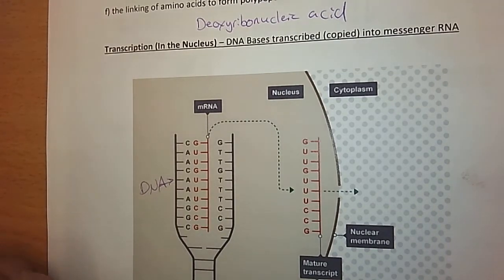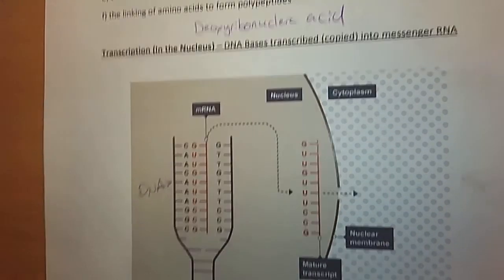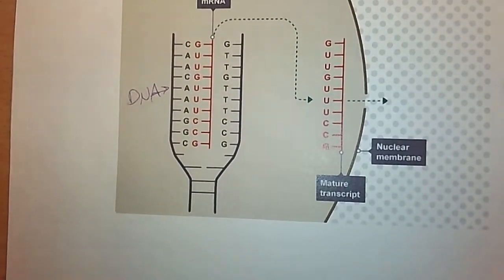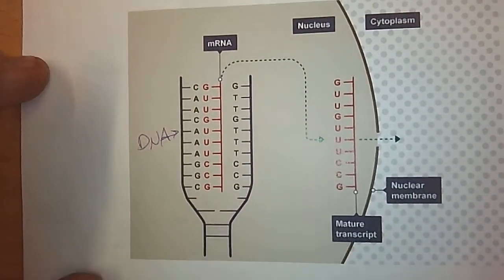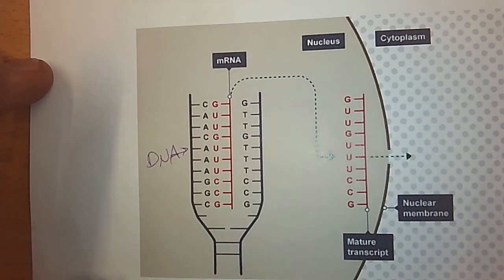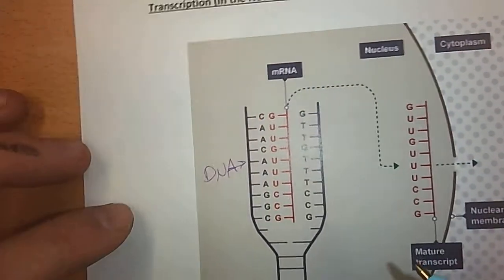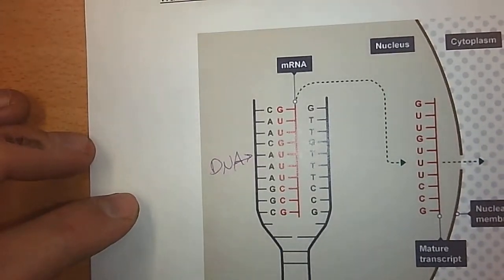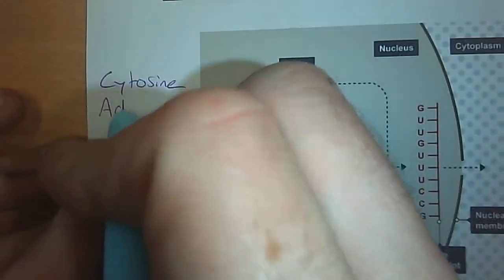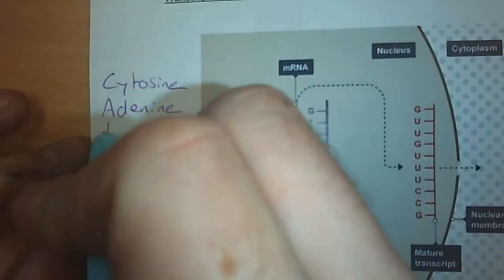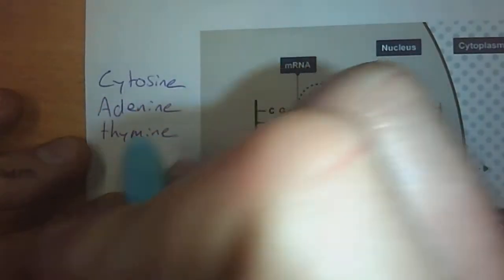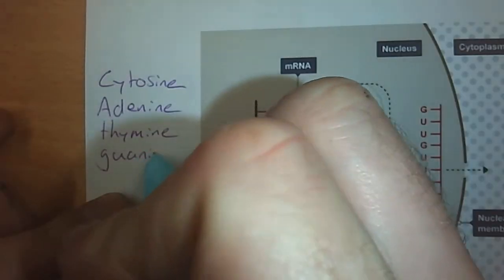Now, DNA has an alphabet, by which I mean the base units of its language. Okay, and those are C, A, T, and G. C stands for cytosine, A stands for adenine, T for thymine, and G for guanine.